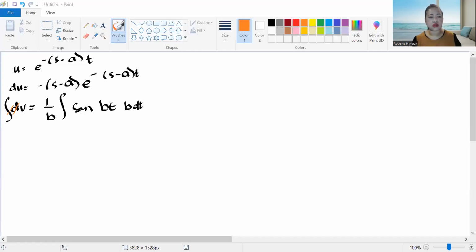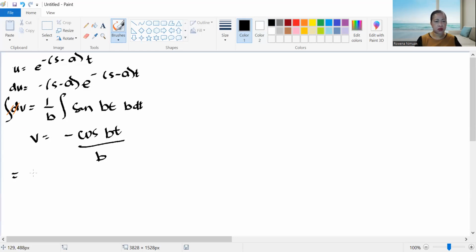Okay, going back to what remains now, which is to solve for the v. My v now is equivalent to negative cosine of bt divided by b. So use now the integral by parts.